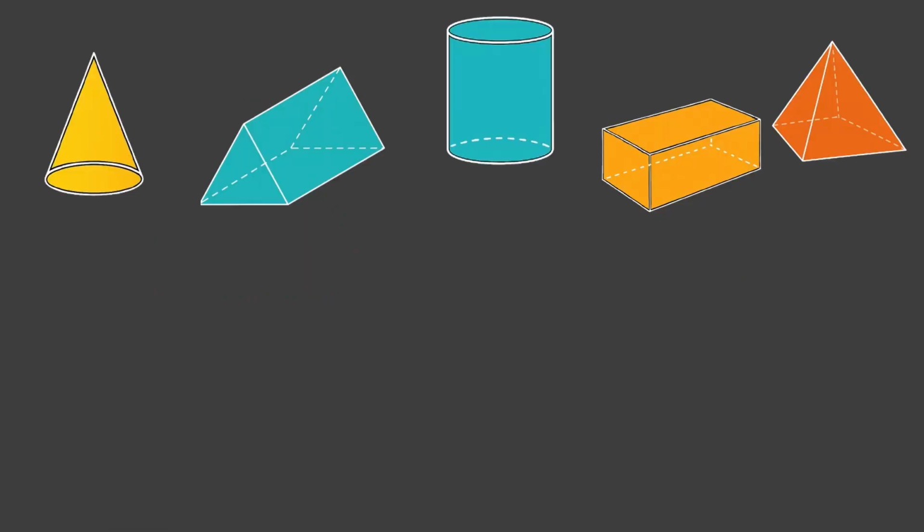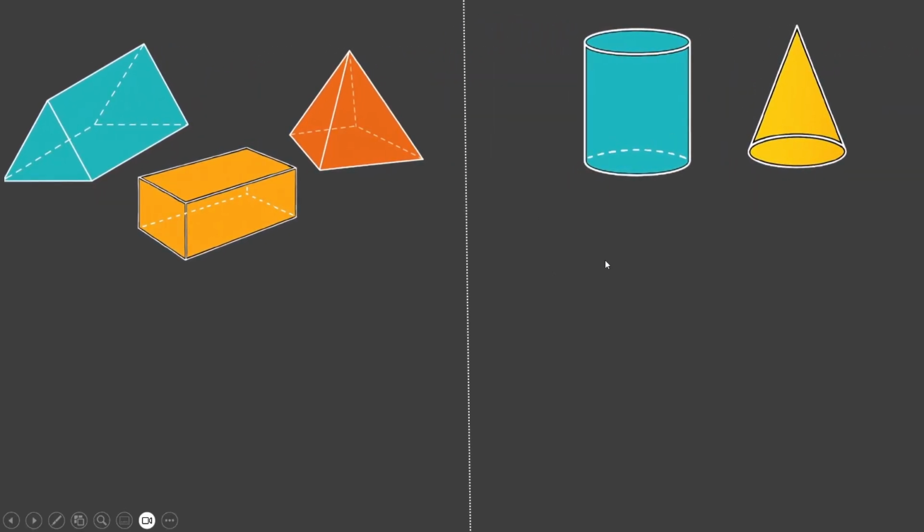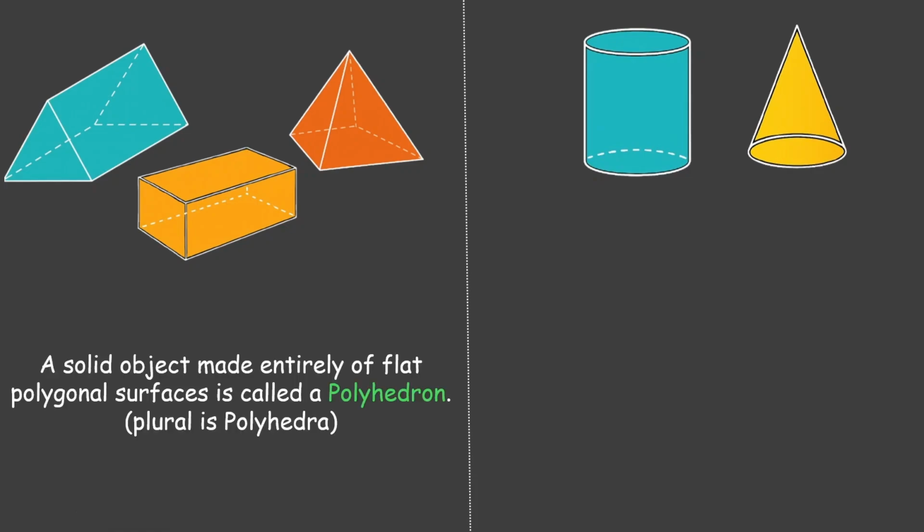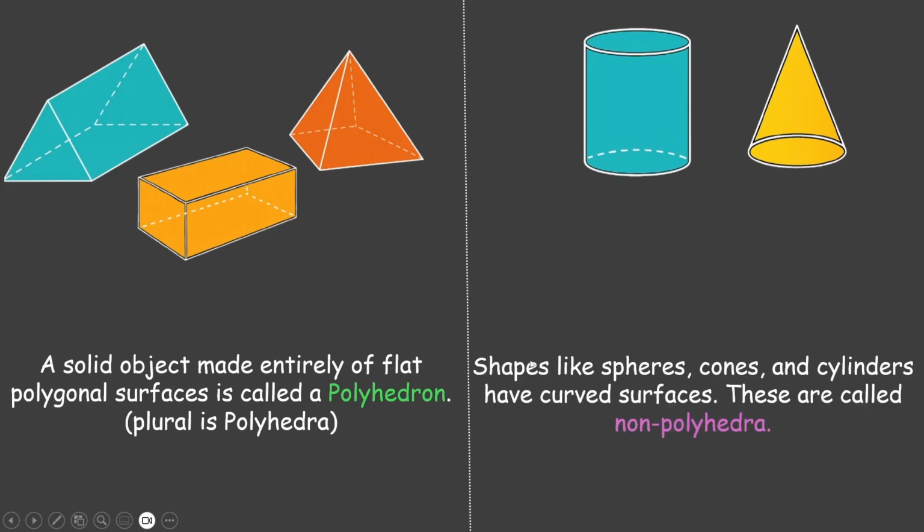Now, can we classify these solid shapes according to their surfaces? Curved or flat? How about you pause the video and try doing that? We'll see that we have some 3D shapes which have only flat surfaces. A solid object which is made entirely of flat polygonal surfaces is called a polyhedron, the plural of which is polyhedra. While there are some shapes like spheres, cones, and cylinders which have curved surfaces.